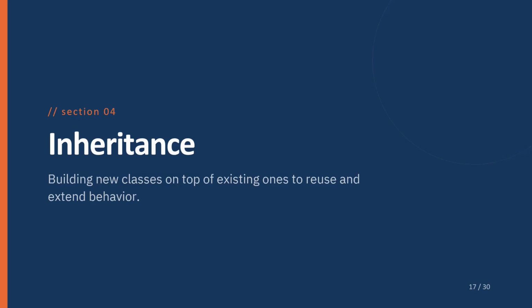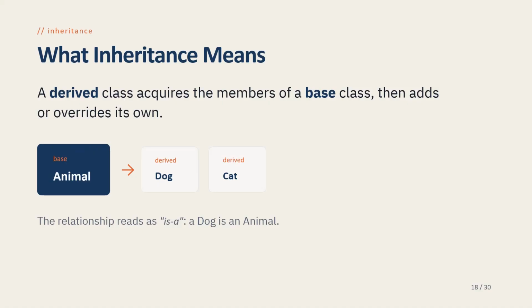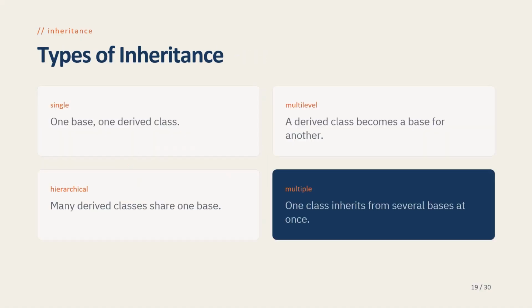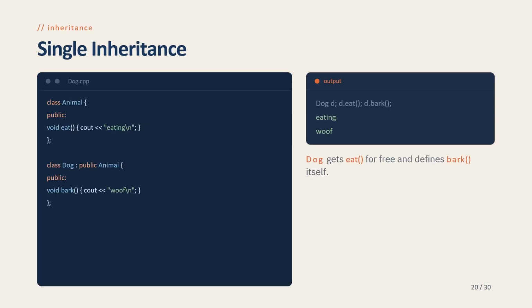Next comes inheritance. Inheritance allows one class to acquire the properties and functions of another class. The existing class is called the base class and the new class is known as the derived class. Inheritance promotes code reusability. The various types of inheritance are single, multi-level, multiple, hierarchical, and hybrid inheritance. Each type provides different ways of sharing functionality among classes.